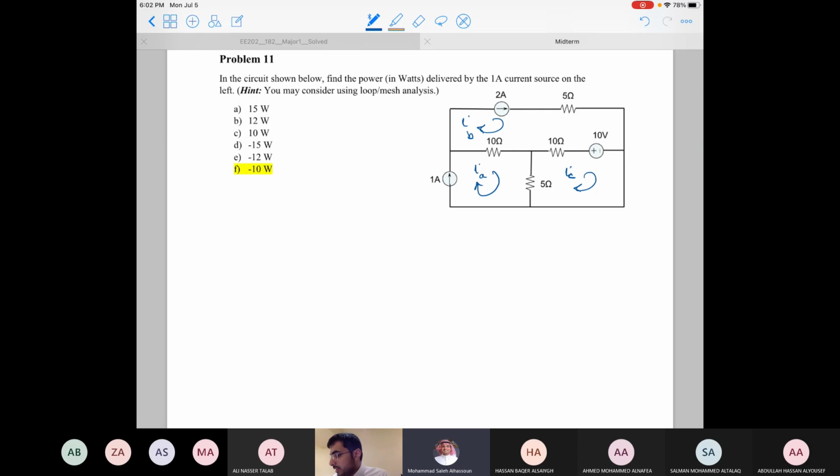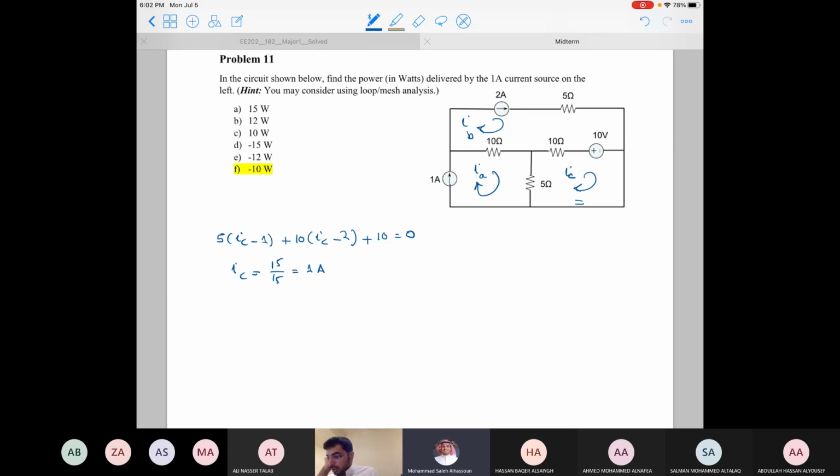Okay, so we need to apply mesh analysis here. If we apply mesh analysis, you'll have 5 IC minus 1 plus 10 IC minus 2 plus 10 equals 0. So IC in this case will be 15 divided by 15, or 1 ampere.